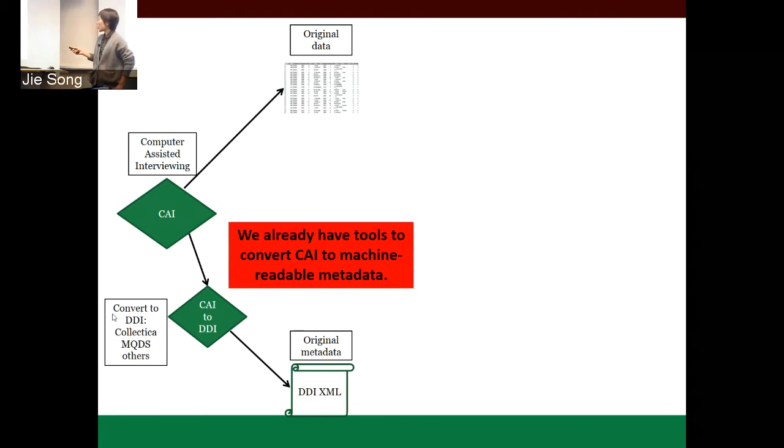Let's say we first have the computer-assisted interviewing, and the people have answered the questionnaires. What's good about it is that CAI itself has an automatic conversion functionality to convert the CAI questionnaire into DDI format. So it automatically creates this metadata information for the data collected. And that's the original data we have. This is the original data. This is the original metadata in DDI format.